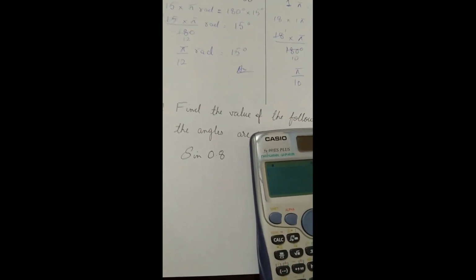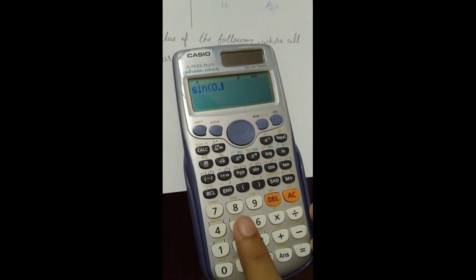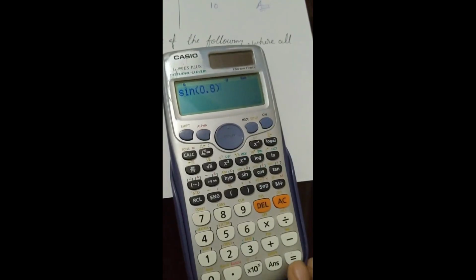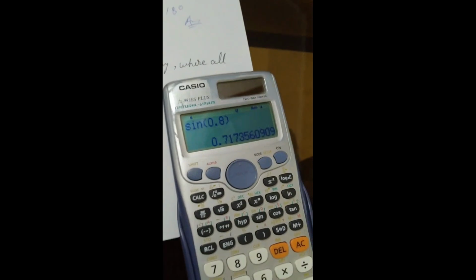You just have to put the value sine 0.8. Just put the values sine 0.8, bracket closed, 0.717. You can see here 0.717. This will give you the answer.